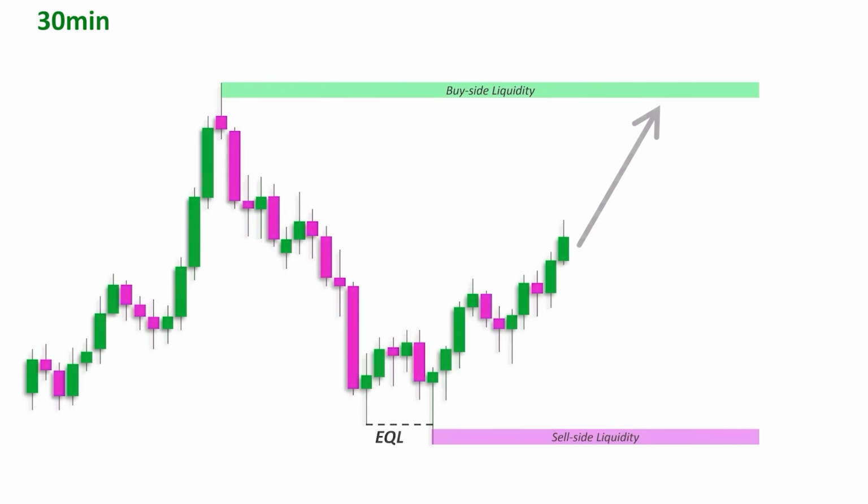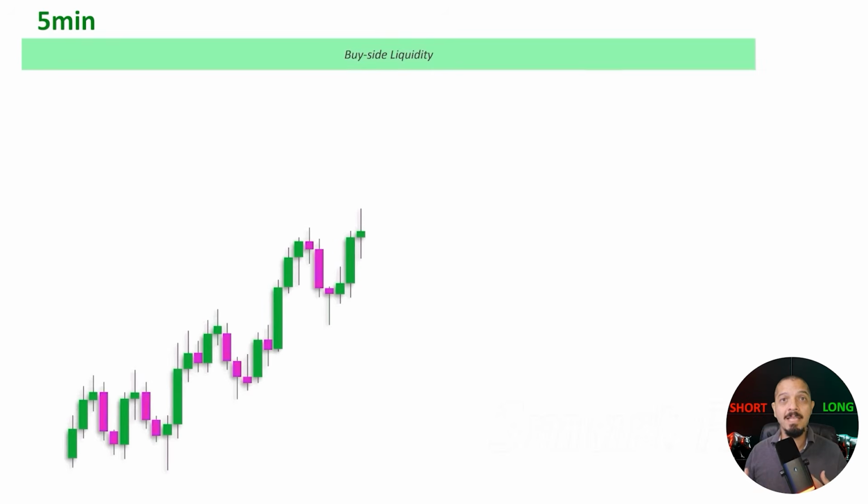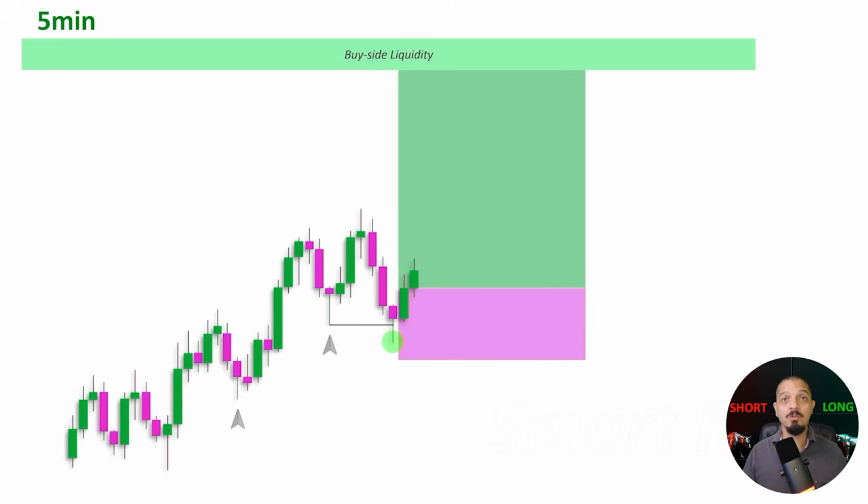Next, we look for a liquidity grab in the opposite direction of our draw on liquidity, this time on the 5-minute chart. So let's switch to the lower time frame. Keep in mind that in this case, the buy-side liquidity sits above us. At this point, we're looking for a swing low to be taken out, a sign that price may continue moving upward. You can enter the trade as soon as price returns inside that range.